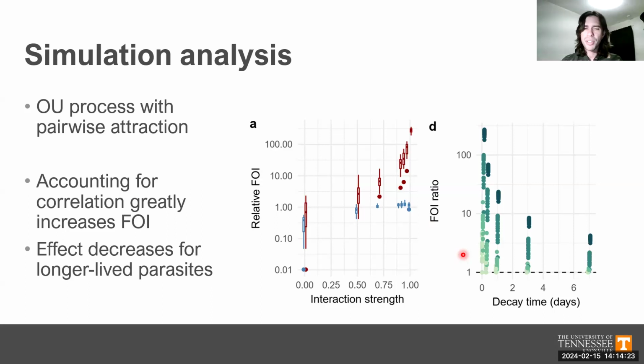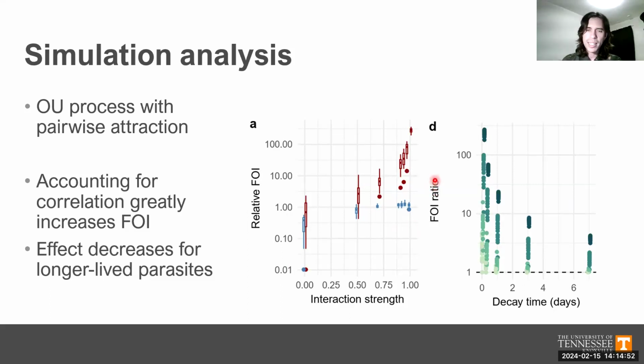So we wanted to know, having that framework, how that estimation of FOI is influenced by different biological parameters and different movement parameters. So we simulated a lot of tracks, and then changed that interaction term that I told you about before, and that's shown here on the x-axis. So an interaction strength of 0 means that the two individuals in the pair are moving completely independently from each other, and then 1 means that their tracks are completely identical.